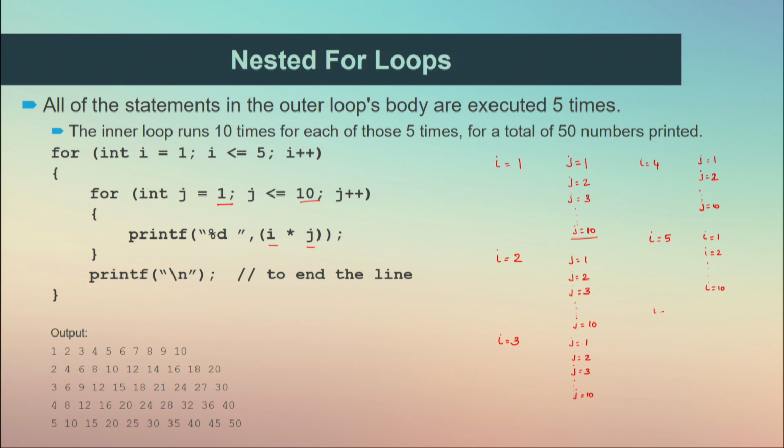So, when i value becomes 6, the outer loop will be terminated because the condition of the outer loop fails. The outer loop's condition is i less than or equal to 5, which fails. So, it will be terminated. So, this is how a nested for loop will get executed. The inner loop will be executed fully, and only when the inner loop completes its iteration, the outer loop's control variable will get incremented. So, this is how the nested for loop works in C.